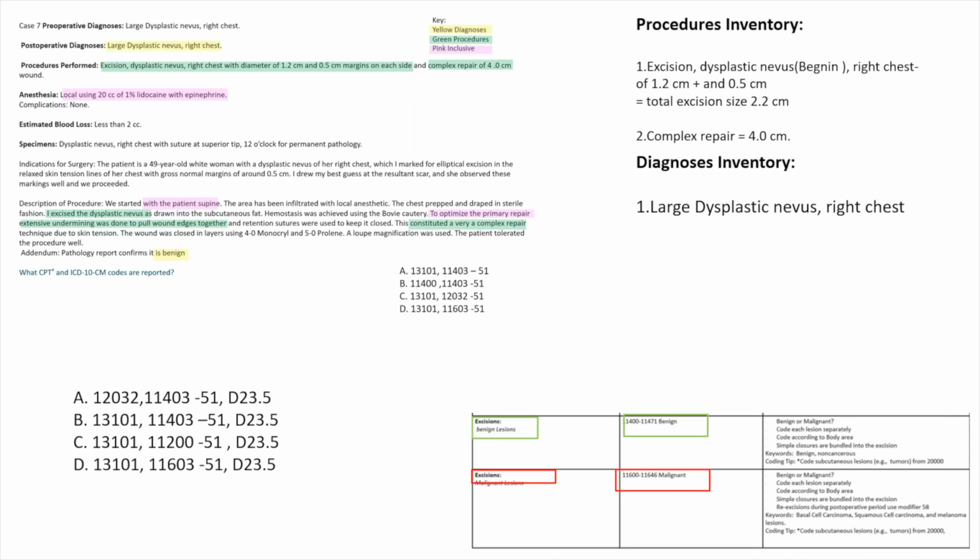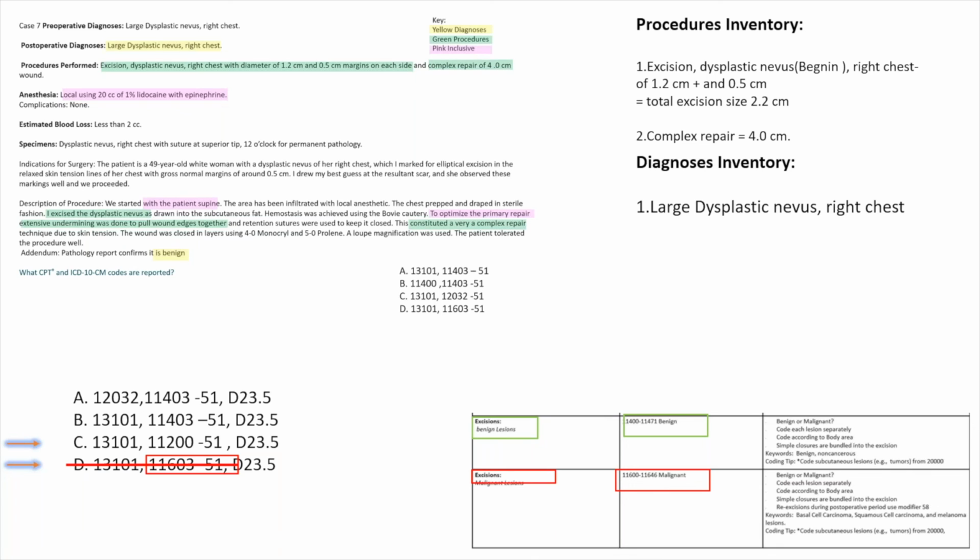Anything in the 116 series, we can eliminate straight away. In our case, we have code 11603 in the slide, in option D. We can eliminate that straight away because it is coding for malignant lesion excision.